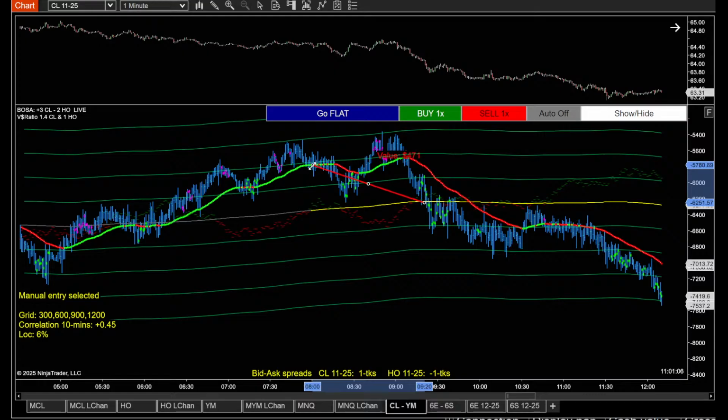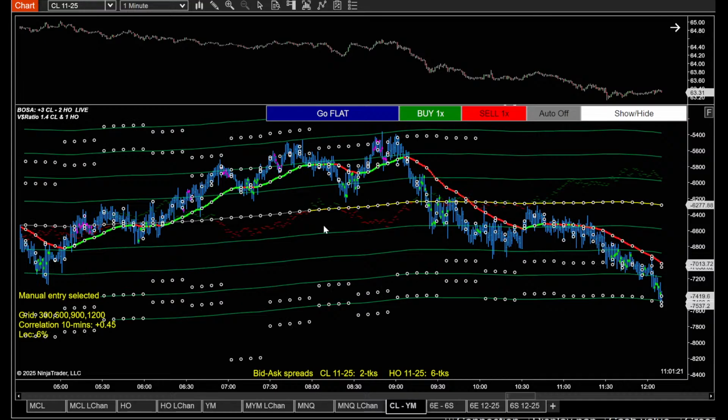Another entry point would have been here. Start pushing below that. That's a $500 trade. And a third one would be right here when we broke through it again, 511. So there's a lot of chances to make some money in this spread.